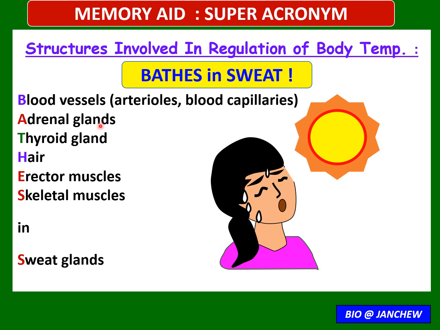A is for adrenal glands, T is for thyroid gland. These two affect the metabolic rate. If more of the hormones are produced, like adrenaline and thyroxine, they will increase the rate of metabolism and the production of body heat.